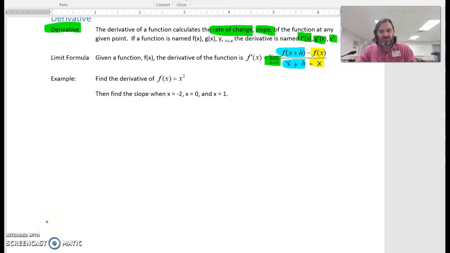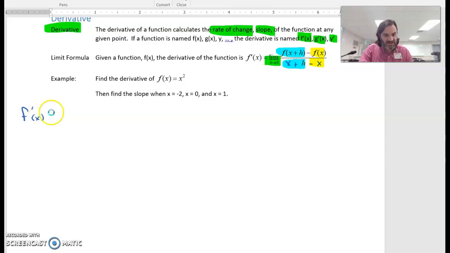Hey, we're going to try calculating a derivative from a function. We're going to use our limit definition of a derivative for the first time. The function we're going to work with is f of x equals x squared, a very simple function. We're going to walk through this and make sure you understand how to use our limit definition for a derivative.